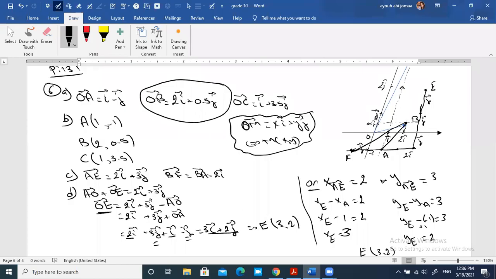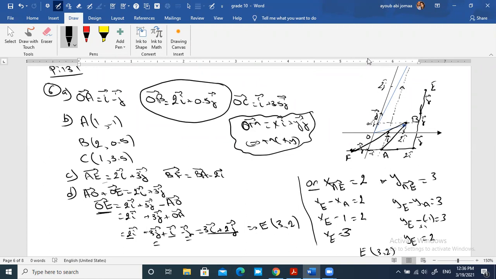So in part D, required to find the coordinates of E and F. The first way for point E, you have AE is 2I plus 3J. Insert point O. So you get AO plus OE is equal to 2I plus 3J. Then OE is equal to 2I plus 3J minus AO.